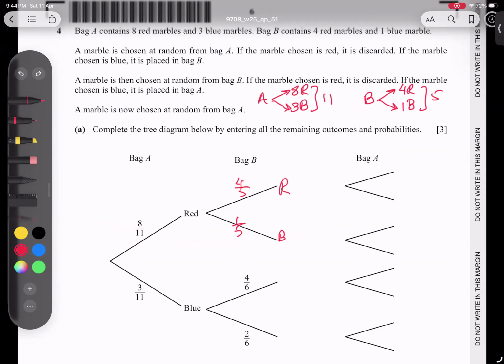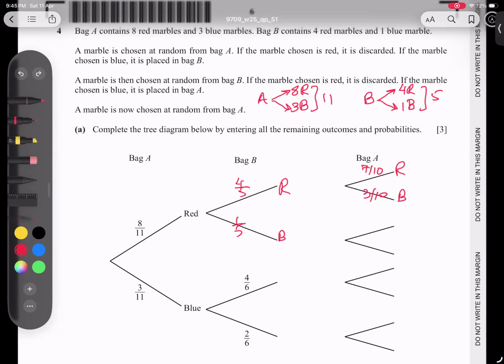When we shift and discard, no change comes. But in the beginning there were 8 red marbles out of 11, and as one is discarded, we have 7 left, and the total is reduced by one. So we get 7 by 10 red marbles, and blue: out of 10, 7 are gone, so we get 3 by 10. I hope you got the point, students. We can fix these values before we go for the next.